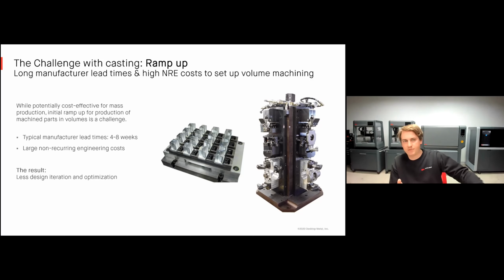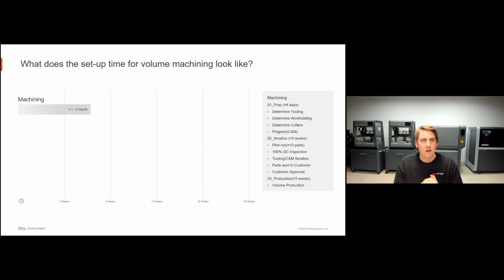Generally, as I mentioned before, you're seeing lead times of 4 to 8 weeks. You're seeing these large non-recurring engineering costs, and the result is really just a reduction in design iteration and a reduction in design optimization because you're really designing for ease of manufacturing more so than you are for the ideal application. So just to look at this in a little bit more detail and how we'll compare this to binder jetting, what does this setup time for volume machining actually look like?